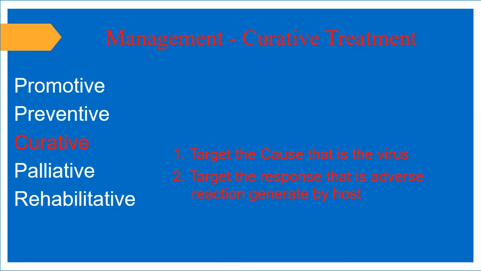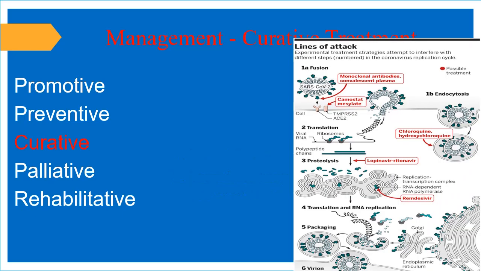To date there is no total cure for the disease, but there is a rush to find a cure, and the 2 basic strategies are: 1. Targeting the cause or the virus. 2. Targeting the response or adverse reaction generated by the host. Strategies to target the cause are: blocking the ligand as with antibodies or convalescent serum. Blocking the receptors. Blocking the formation of its proteins. Blocking its process of replication. Blocking the packaging of nucleic acid and protein to form a virion.